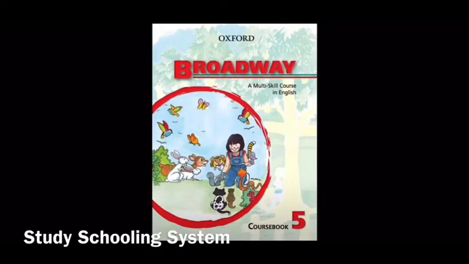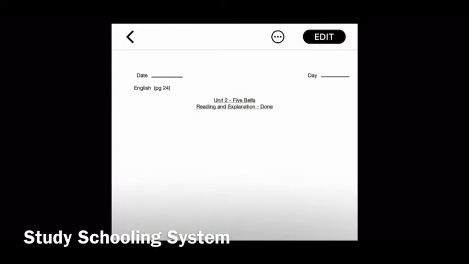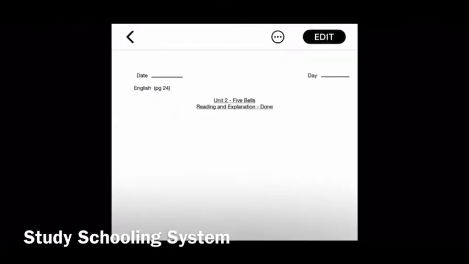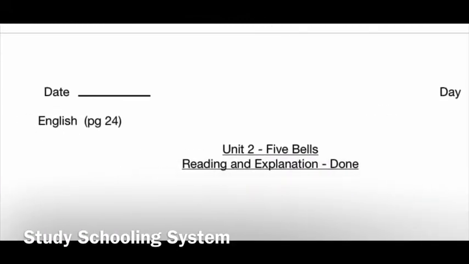First open your notebooks. So last class में मैंने reading and explanation की थी of unit 2 5 bells, and I gave you the homework of making a title page and doing the hard words in your notebook. So your title page will be like this: date and day, then English page 24, then in the center you must have written unit 2 5 bells, reading and explanation done.